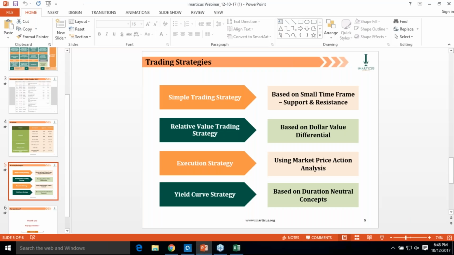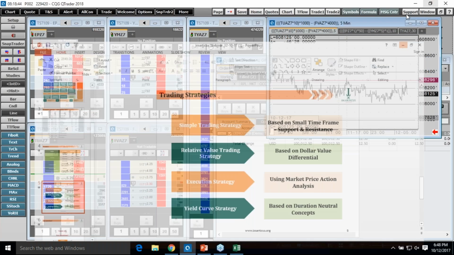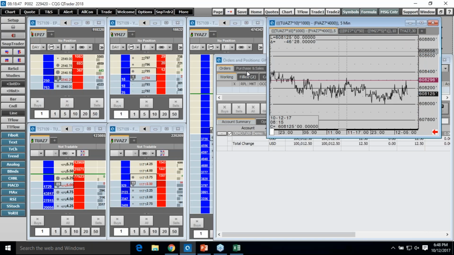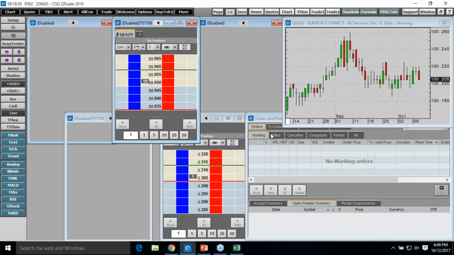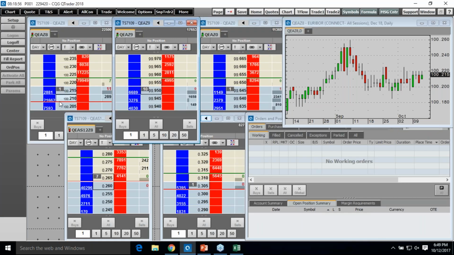So going back, I think the most interesting one that I personally like is the execution strategy, and it's pretty simple. What you do in this strategy is you are just watching the market price action and then deciding on, I would say, smaller inefficiencies, right? So for us to look at the execution strategies, I'm going to use the 3-month Euribors or the Eurozone interest rates as an example.